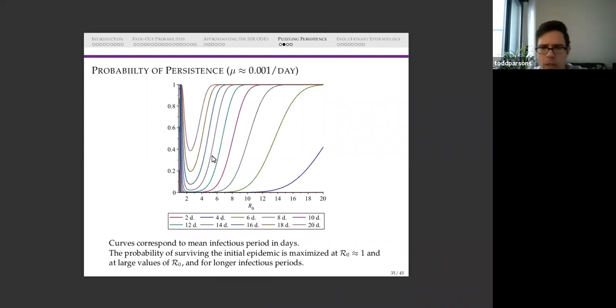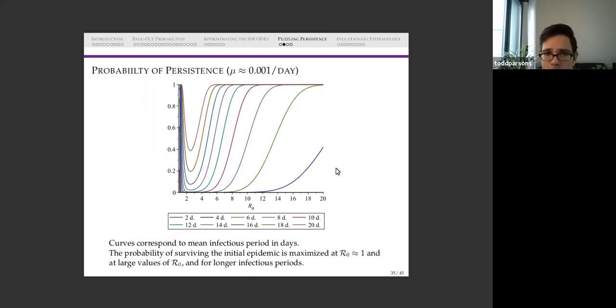If I use the expressions that I showed you, I can explicitly compute the probability of persistence as a function of R naught and as a function of the duration of the infectious period of the pathogen. What I'm showing you here on the vertical axis is the probability that this strain survives the end of the first epidemic in order to start a second epidemic. It's not very clear here, but at R equals 1, all of these curves go down extremely rapidly to zero, but once we're a bit larger than one, they shoot up very rapidly.